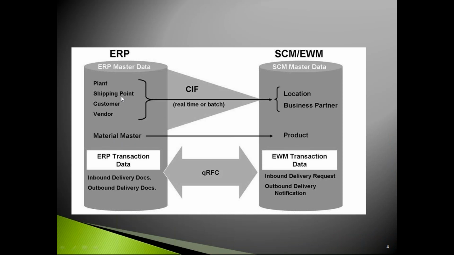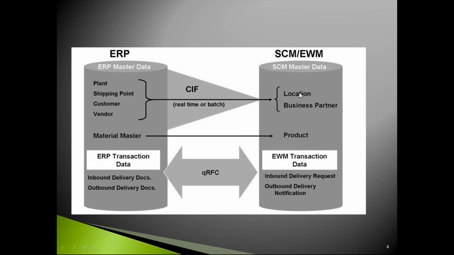See here, the left side cylinder is the ERP system, the right side is the SAP EWM system. Plant, shipping point, customer, vendor, material master. Plant and shipping point are the org structures. We use the core interface. Vendor, customer, material master are the master data. We can create them as business partners, and sometimes as locations also. The plant and shipping points are locations.